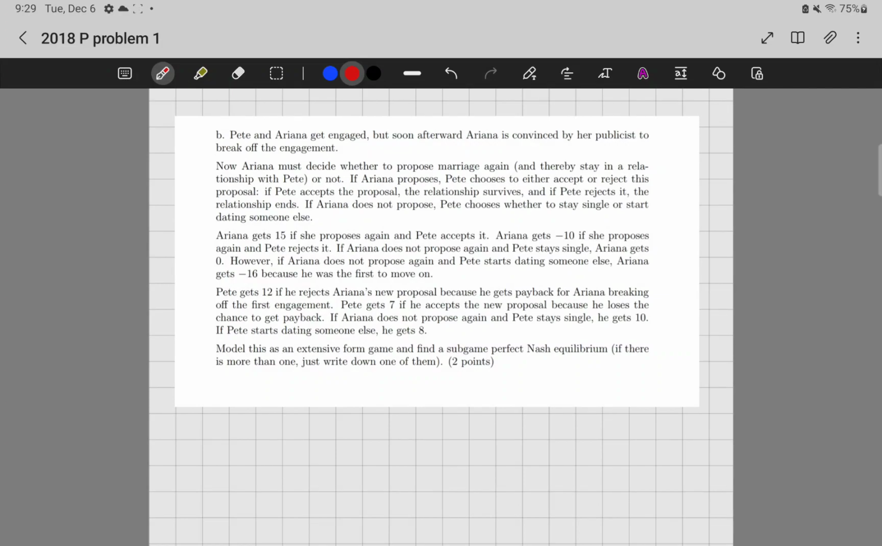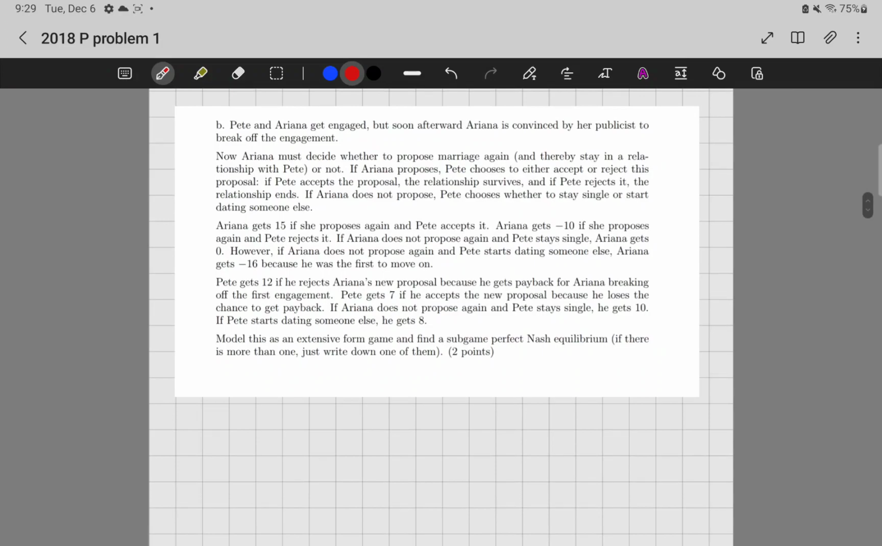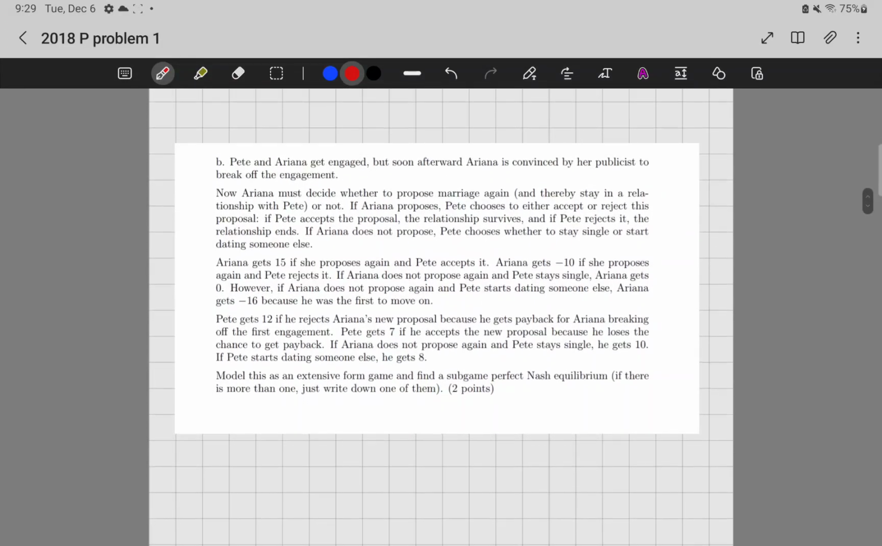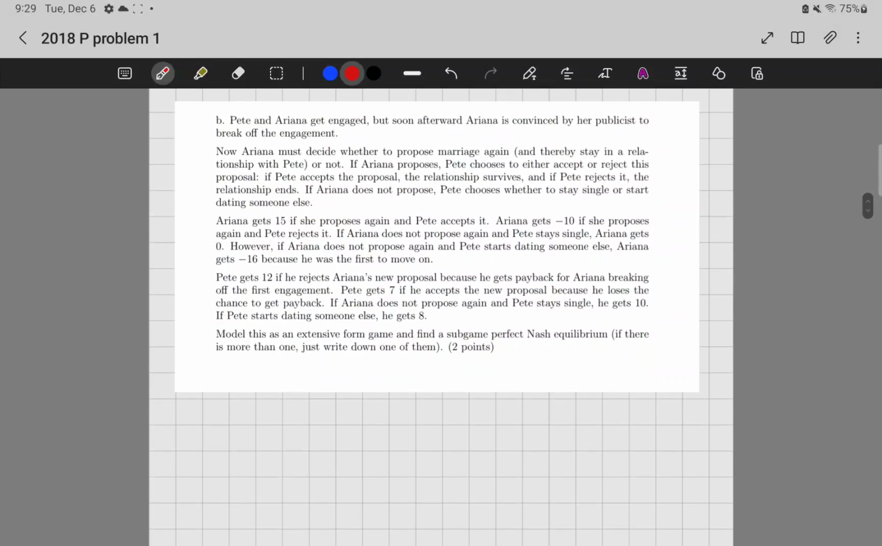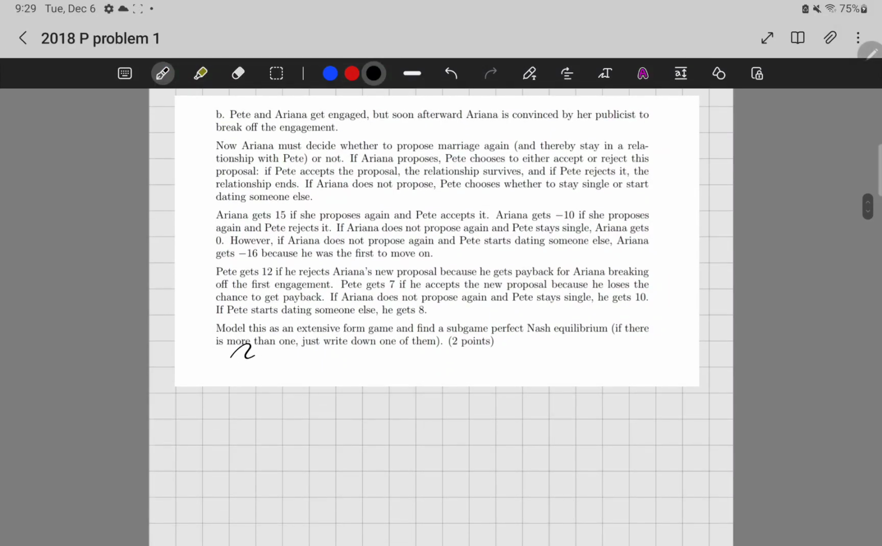Now, section B wants us to model this as an extensive form game and find the subgame perfect Nash equilibria, or Nash equilibrium. First, let's look at the players. The players are the same as section A. It is Pete and Ariana.